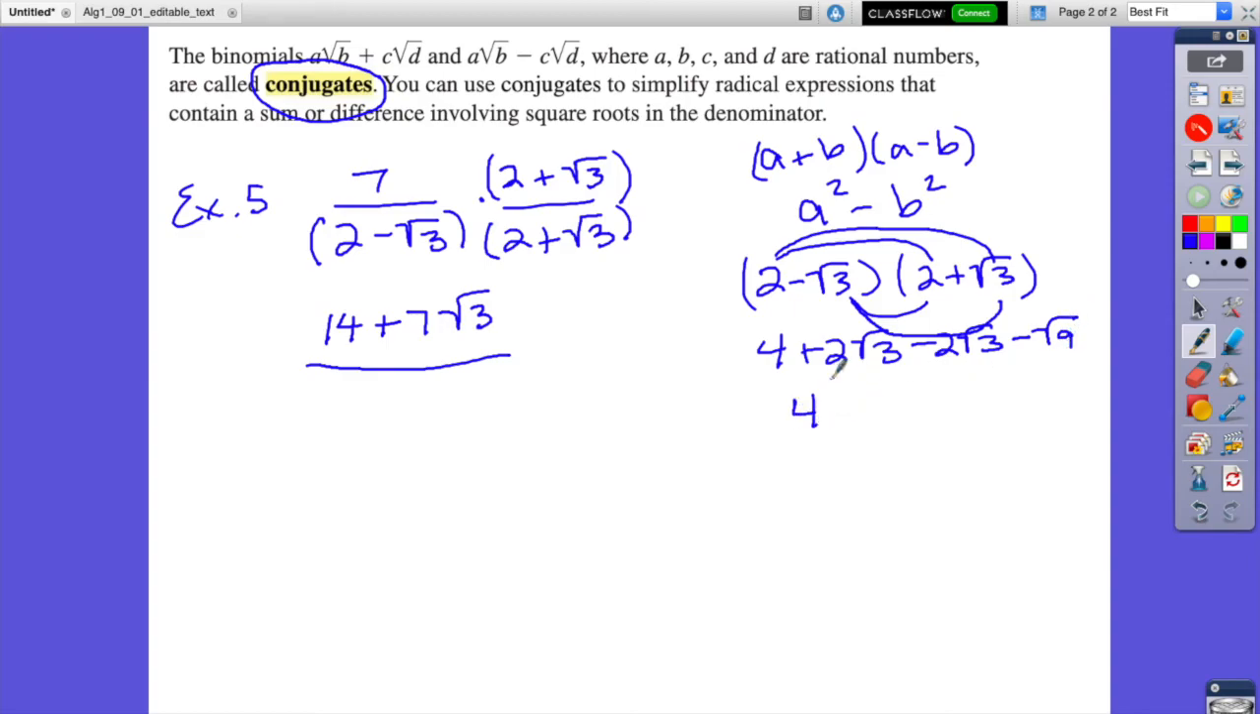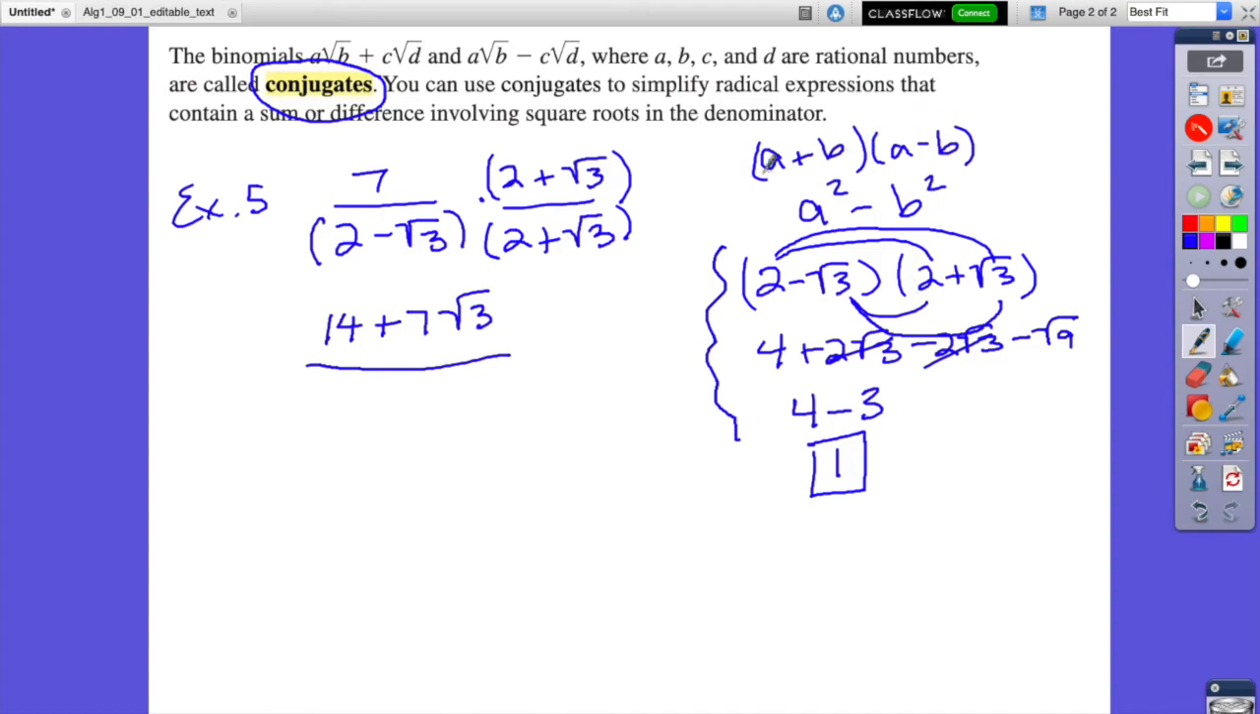Okay, now we're going to simplify this. It's going to be 4, and if you notice, 2 square root of 3 minus 2 square root of 3, those two cancel out. So it's going to be 4 minus the square root of 9, which is 3, and the answer is going to be 1. Okay, so that's showing all my steps.